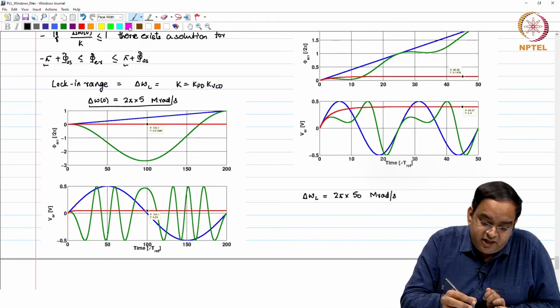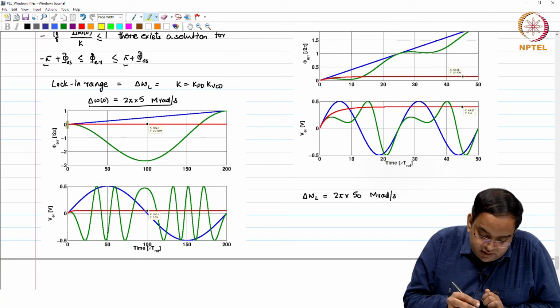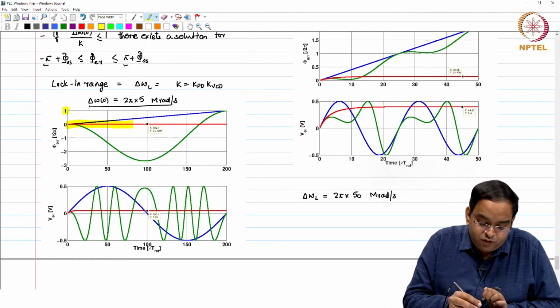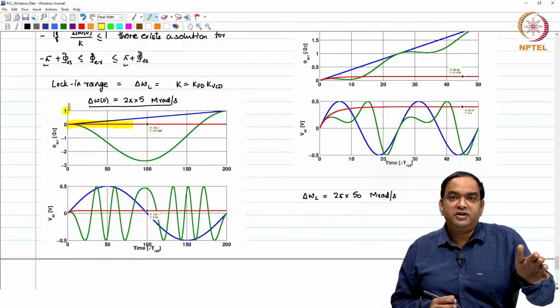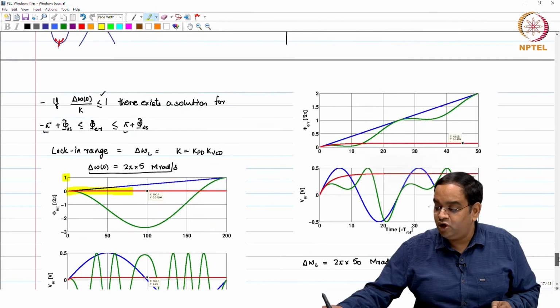So, what you see here is that the phase error starts from 0 and it settles to a value. It does not go close to 2 pi at all. Phase error does not reach even 2 pi. It settles because the frequency error was small.